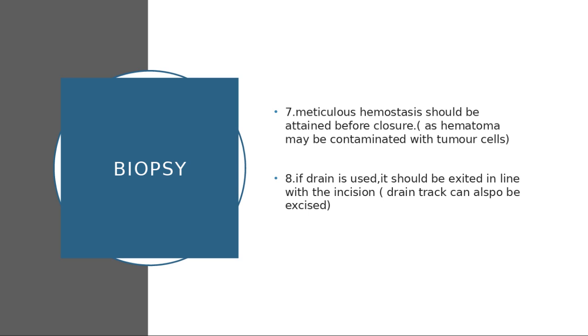You try to take samples from multiple quadrants in the tumor, not just in one area. Gives you a better yield. And once you've done your biopsy, it's important that you get meticulous hemostasis. So you try to stop all bleeding by whatever means possible. The reason being is that the more bleeding that you have, the more likely that you will contaminate the wound and the area with tumor cells and cause a further problem for the patient.